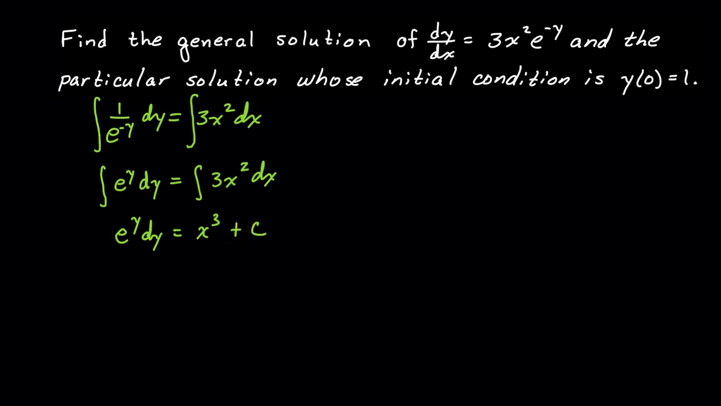Okay? All right, so the next step is going to be determining what our C value is. We can determine what the C value is by plugging in our initial condition. The initial condition was y of 0 is equal to 1, which means e raised to the first power is equal to 0 cubed plus c. I'm sorry, the dy is not going to be on this. Let me take that. When you integrate, the dy goes away.